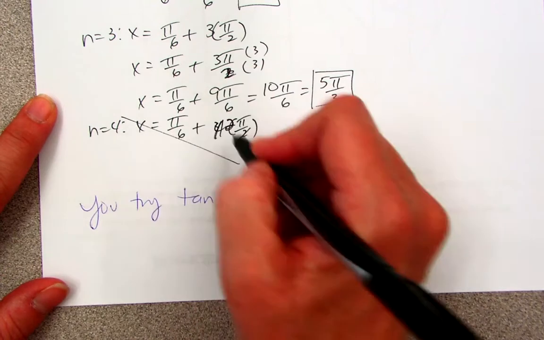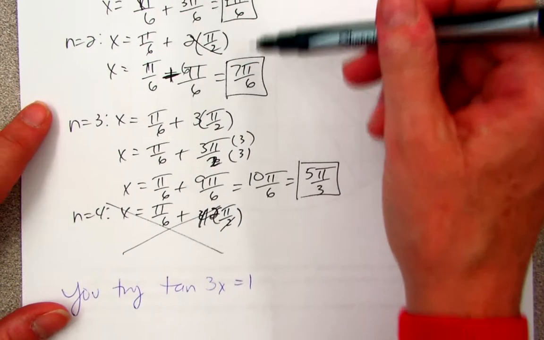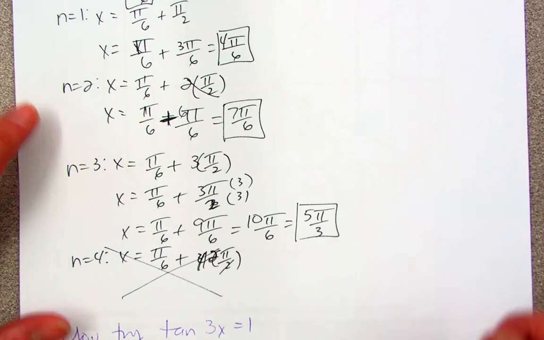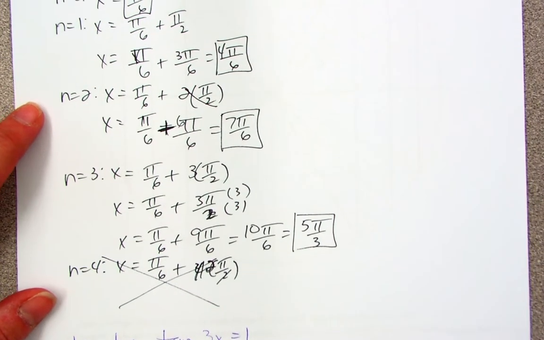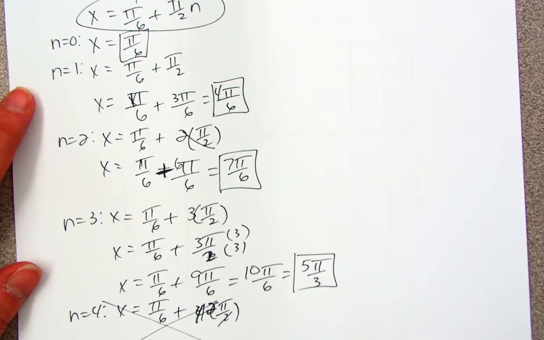So I'm going to stop. I get nothing from here. So from quadrant 1, I got 1, 2, 3, 4. Not done. Still got to do quadrant 2. I'm sorry, quadrant 3 for tangent.